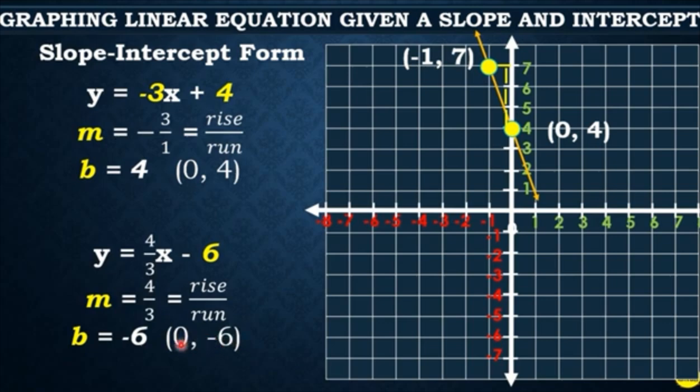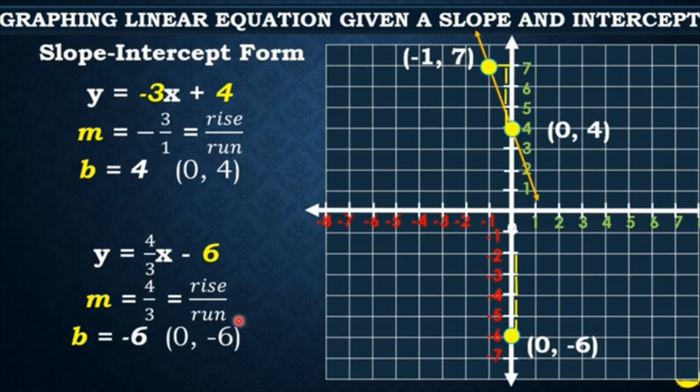Bakit natin siya ginagawang ganito? Para ma-plot natin. Okay? So we will plot (0, -6). So this is your (0, -6). And then since our rise is 4, so move tayo 4. 1, 2, 3, 4. Okay? Now, punta tayo sa run. Ang run natin ay 3. Is it going to the right or going to the left? Yes, it's going to the right.